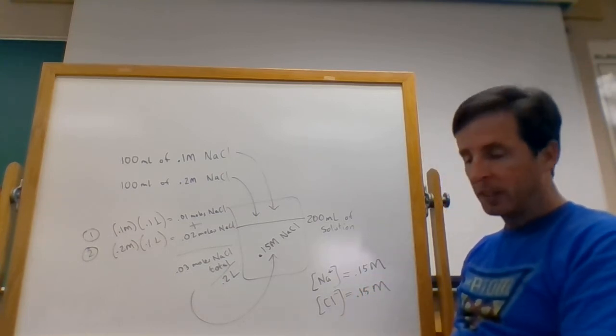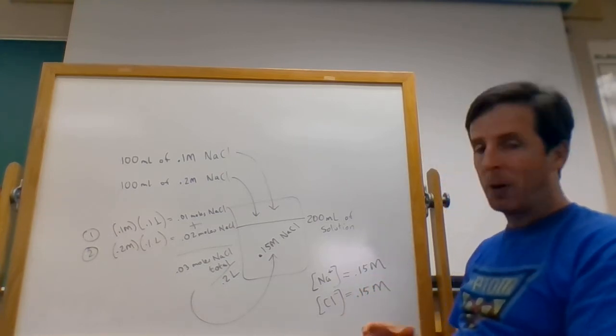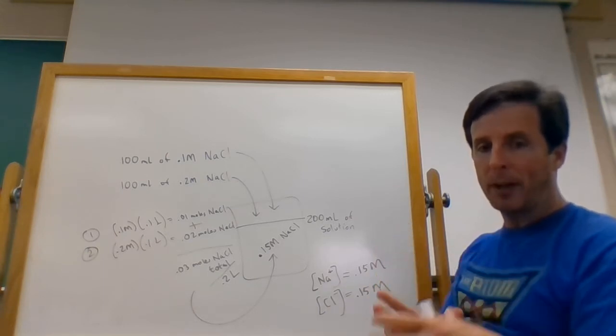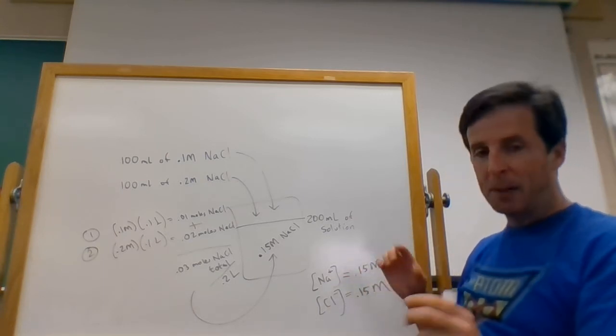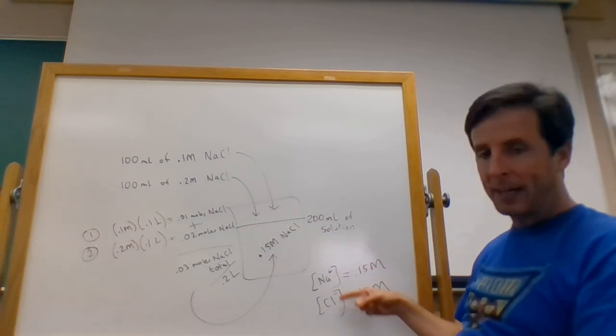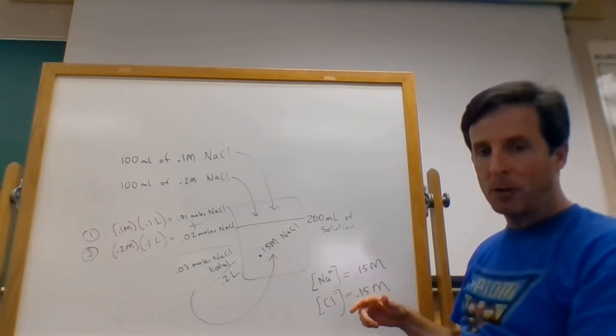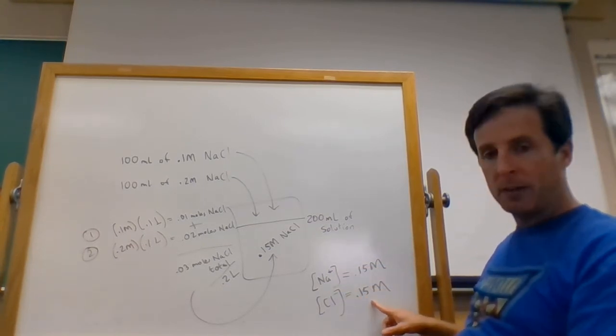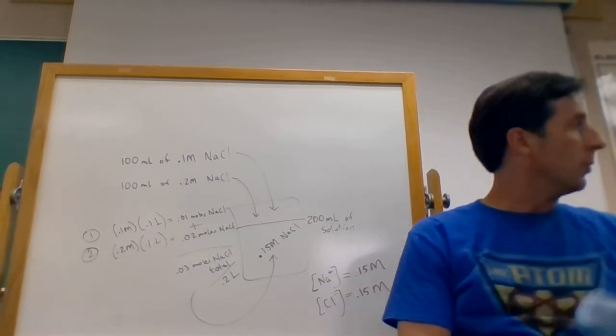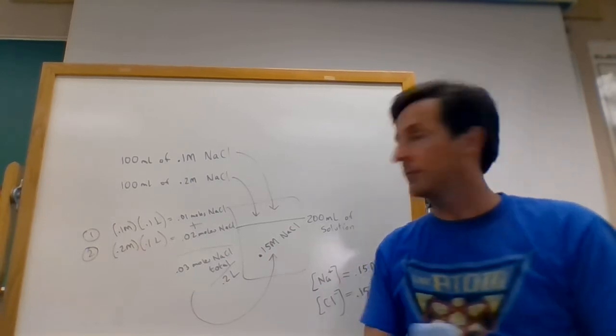Okay, so let's get used to that format. If I want to know the concentration of something in molarity, an acceptable form is to put brackets around whatever it is you're talking about, and then you put the molarity beside it. Okay, so that's the end of that problem. We'll move to the next one.